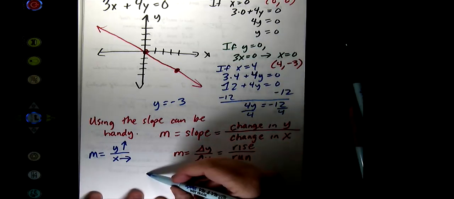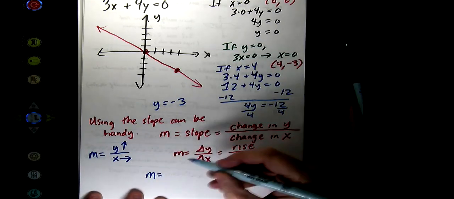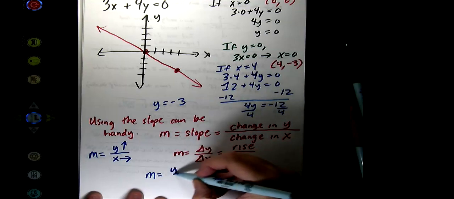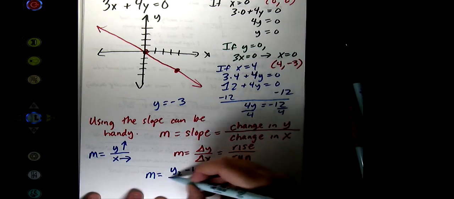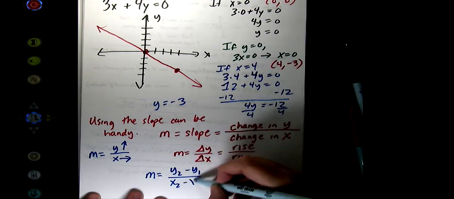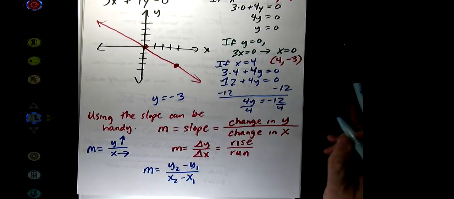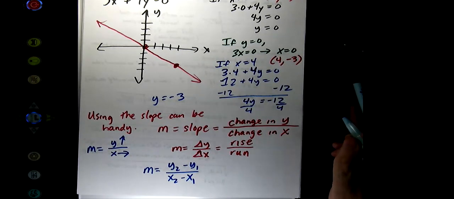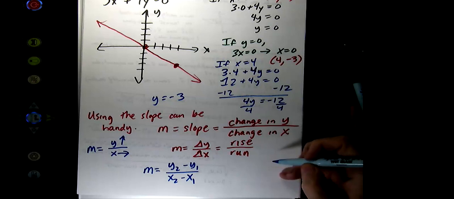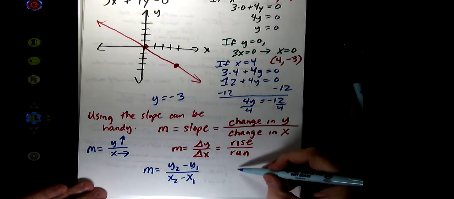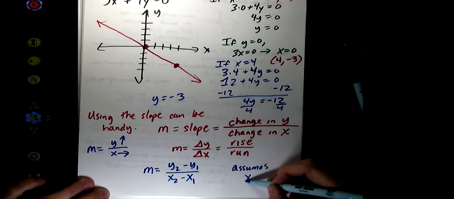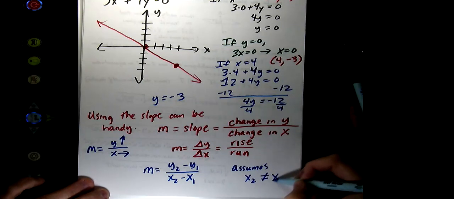And if I use it with just the points, it's y2 minus y1 over x2 minus x1. And this assumes x2 does not equal x1.